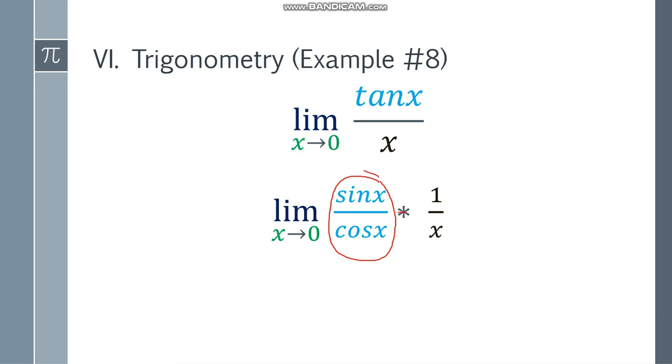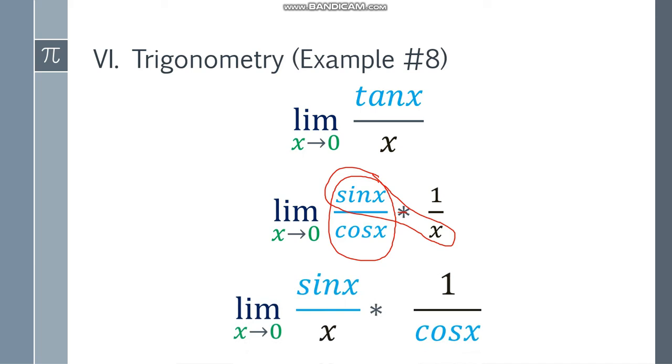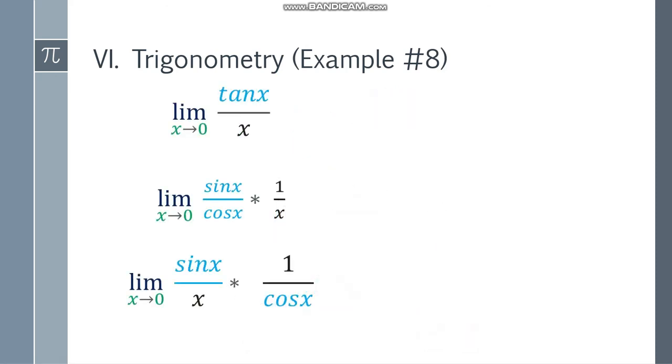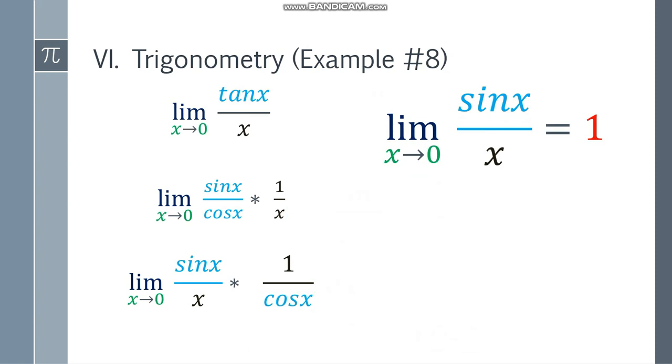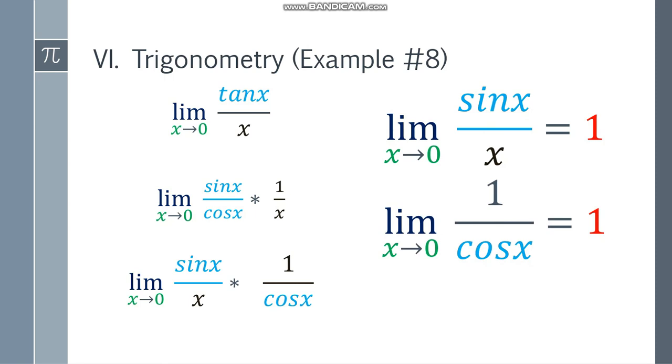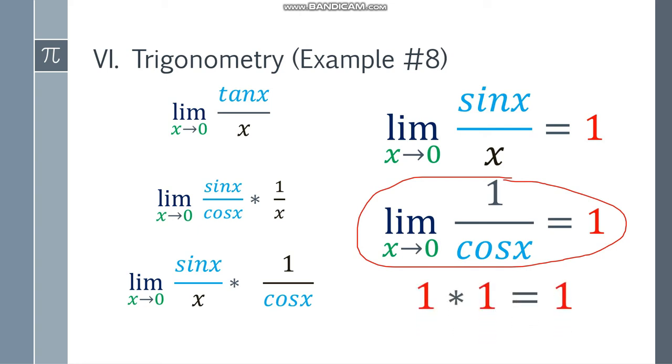Remember, sine x over x is 1. So I'll just switch it. There will not be a problem because it's a multiplication. So let's do it part by part. The limit of the function sine x over x as x approaches 0, that will be 1. And the limit of the function 1 over cosine x as x approaches 0 is also 1. Remember this one. This is also 1. So we have here 1 times 1 is equal to 1. And that's already the final answer.